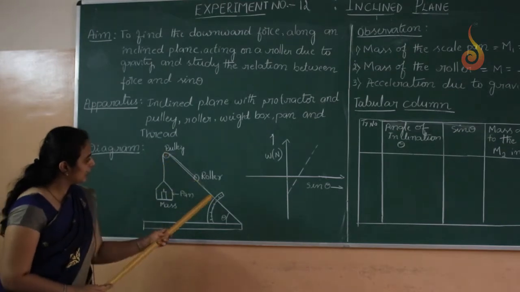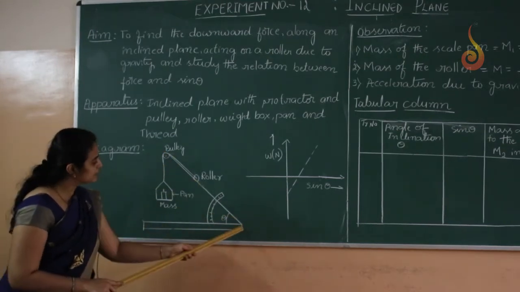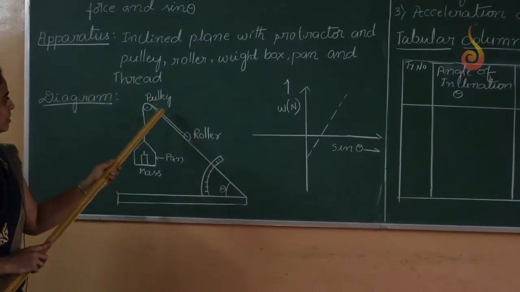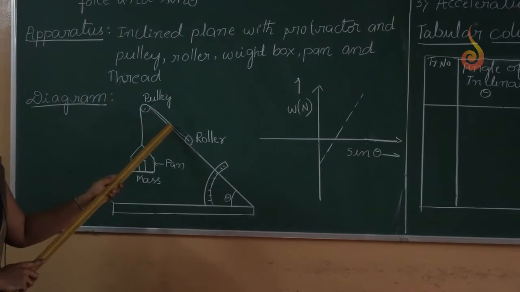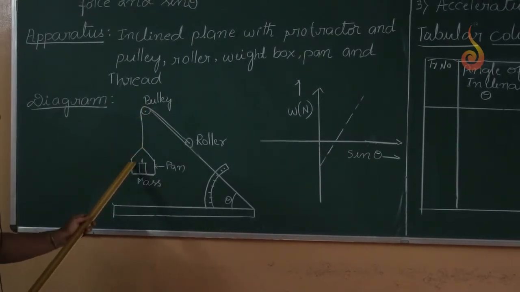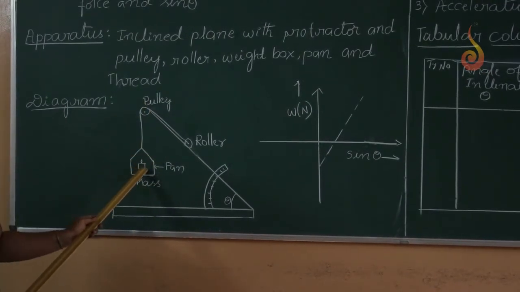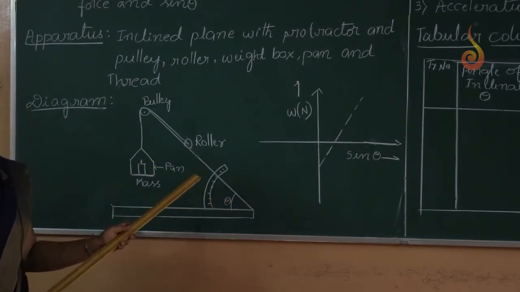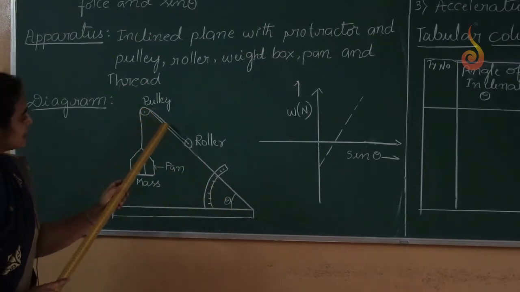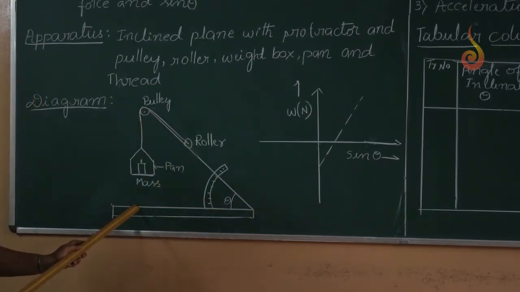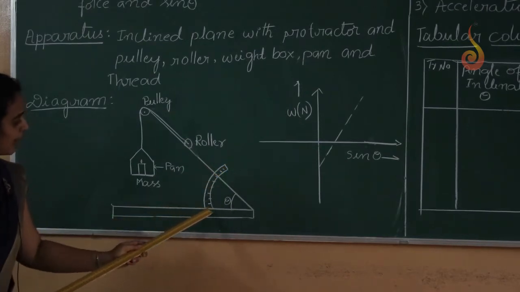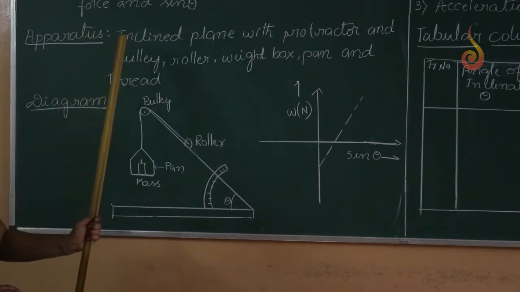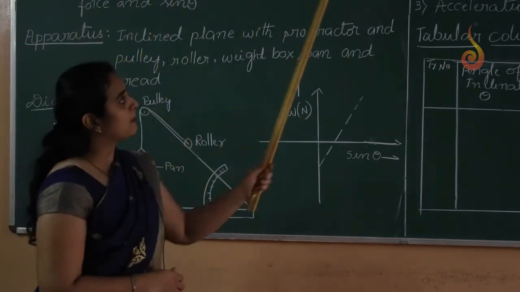Here this is the inclined plane and this one is the horizontal surface, and here is the roller, and this is the pulley, and this one is the thread, and this is the pan, and here we have added some mass, and this angle is called angle of inclination. It is the angle between this inclined surface and the horizontal surface. Here we have this protractor to measure the angle. Then this is the diagram part, and let us move on to the observation.